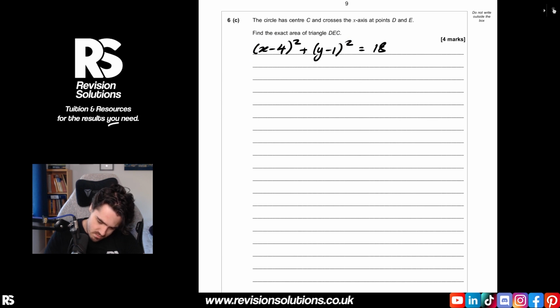So here's some axes for us. And let's draw a circle. It's going to be something like this.